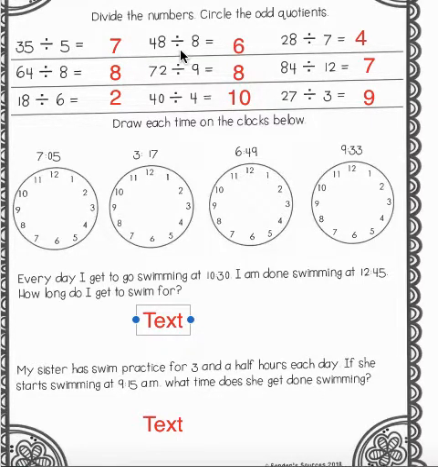Let's do one more here. 48 divided by 8, so I would count by 8. So 8, 16, 24, 32, 40, 48. That was 6 multiples of 8, so 48 divided by 8 equals 6.